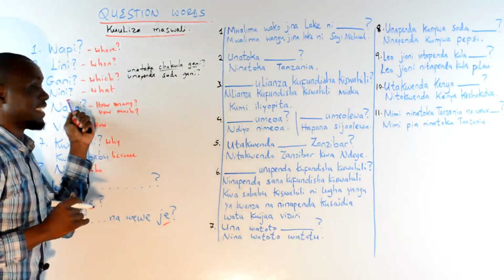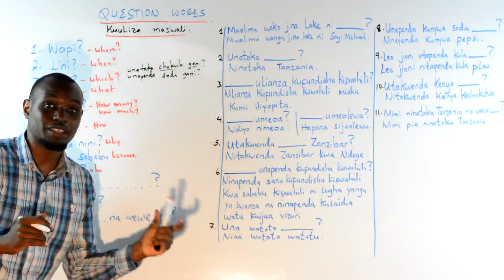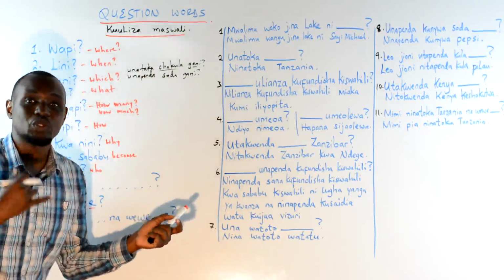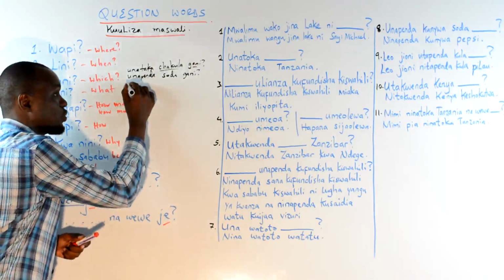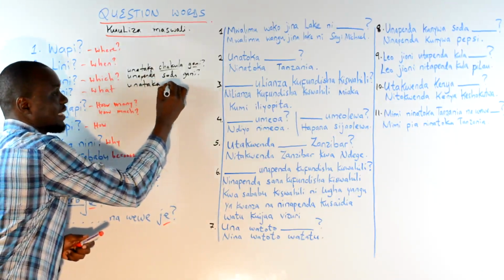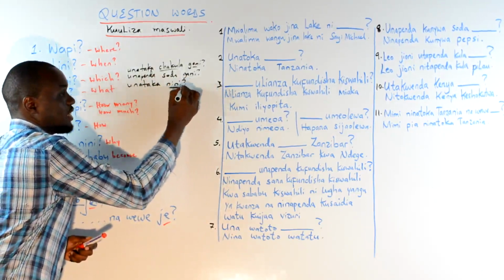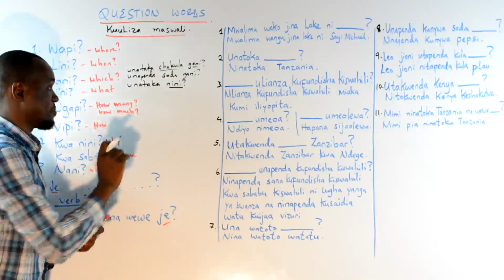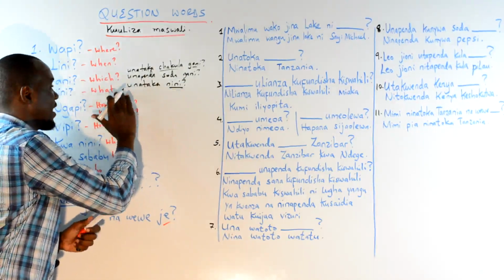And what is nini? What will always be after the verb. What do you want? What do you want will be unataka nini. Because nini, we put nini after the verb.